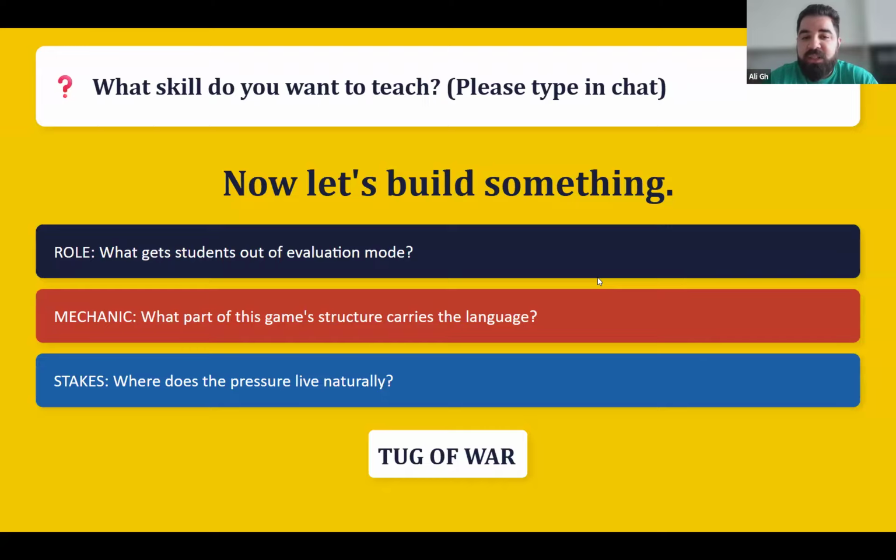What gets students out of evaluation mode? Okay, we talked about this. You want to give them a role. So in this case, what I did was, okay, we have our topic. I have some questions ready. It could be anything, option-based questions, or answer questions. You can create your own way based on your classrooms. Just think about your activity and create it based on that.